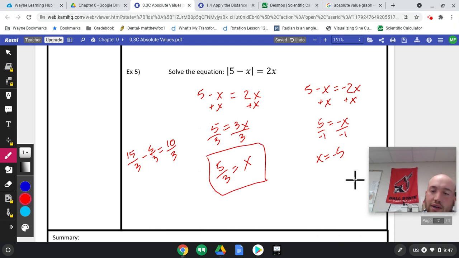Now let's check the other one. Negative 5. 5 minus negative 5 is 10, because minus and minus becomes plus. Absolute value of 10 is 10, but 2 times negative 5 will be negative 10. 10 does not equal negative 10, so this doesn't work. This is what we would call extraneous.